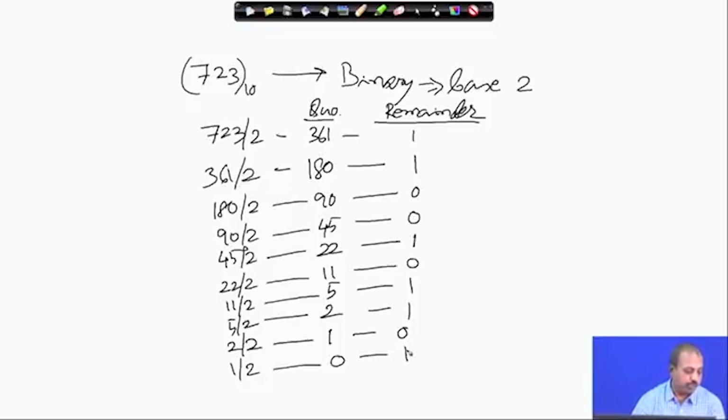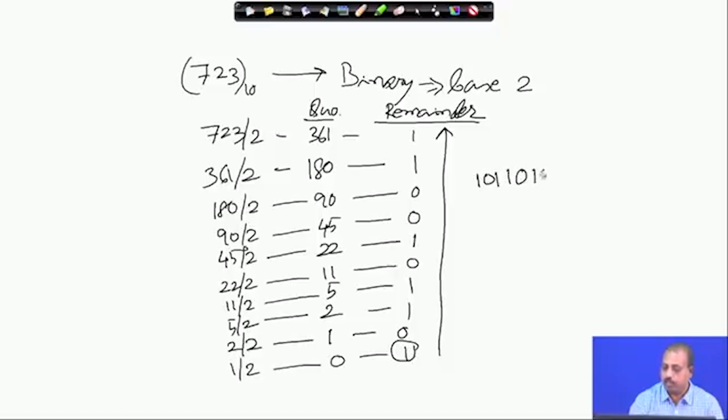Now, while representing the number, you see that this last digit has come after so many divisions by 2. So, this must be the digit of most importance. It is the most significant digit. So, while writing the number in the binary number system, we will write in this sequence. First 1, then 0, then 2 1s, then again 0, then 1, then 2 zeros, then 1 1. So, this is the representation of 723 in the binary number system.